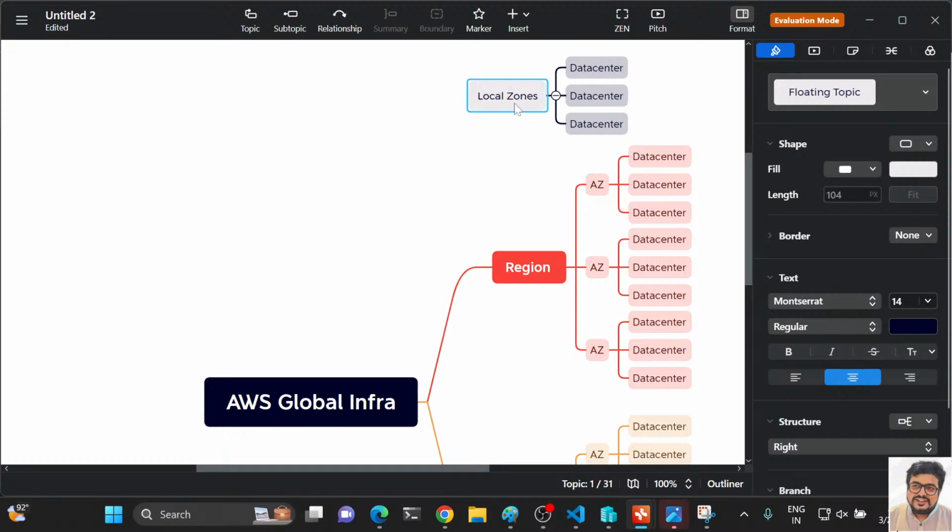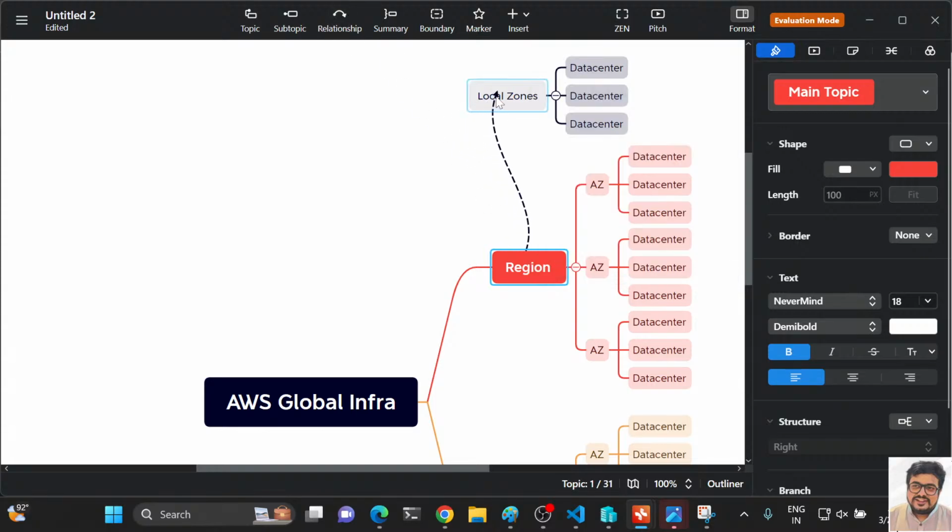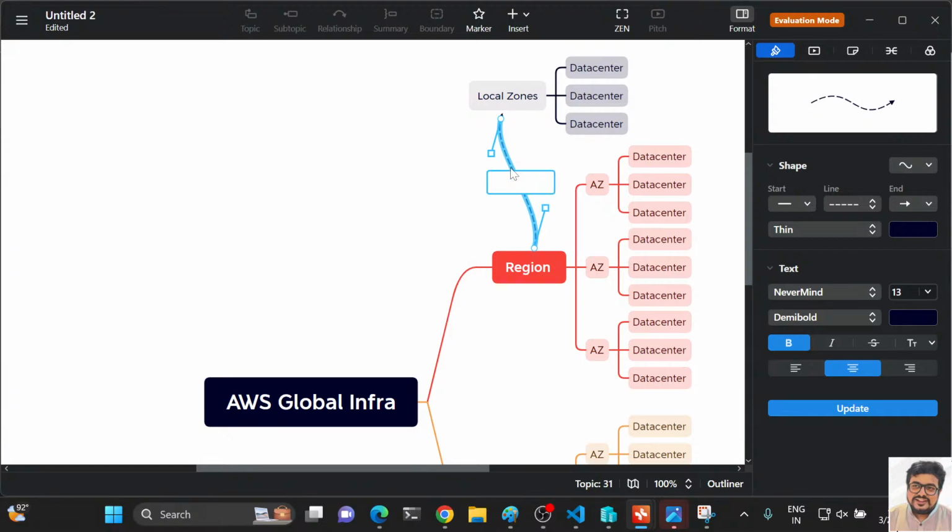Now if you want to run something in Delhi, you can't directly run in Delhi. Delhi will be a local zone to Mumbai. So it is a local zone, but it looks like it is a fourth availability zone of Mumbai.